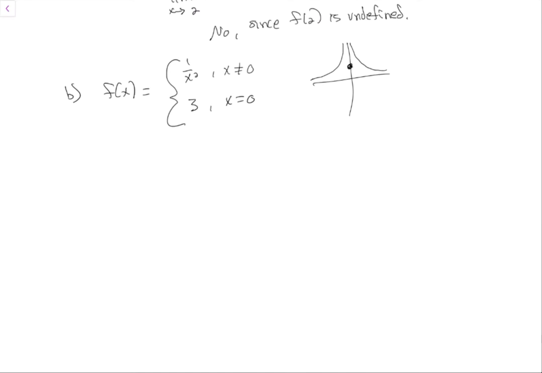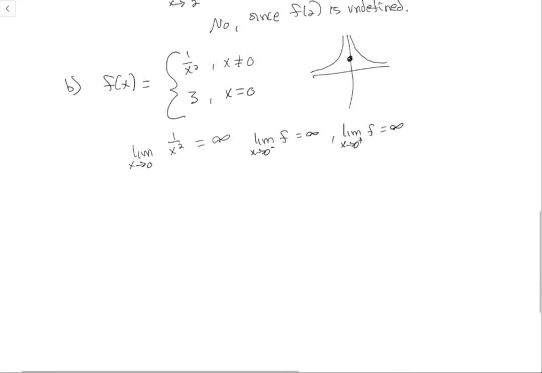So if we take a look at the limit, right, the limit of 1 over x squared as x approaches 0, that's infinity. And we can see visually that the limit as we approach 0 from the left is equal to infinity, and the limit as x approaches 0 from the right is also equal to infinity there.